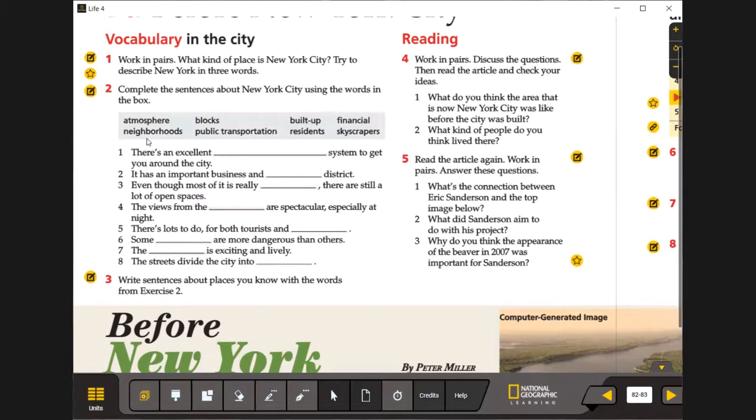Neighborhoods, the different areas. For example, New York is made of five boroughs, like big neighborhoods: the Bronx, Staten Island, what is the other? Manhattan, and Chinatown, and I am missing one. Brooklyn is the other, I think. Well, okay, those boroughs contain little places such as neighborhoods, and those are the smaller areas.